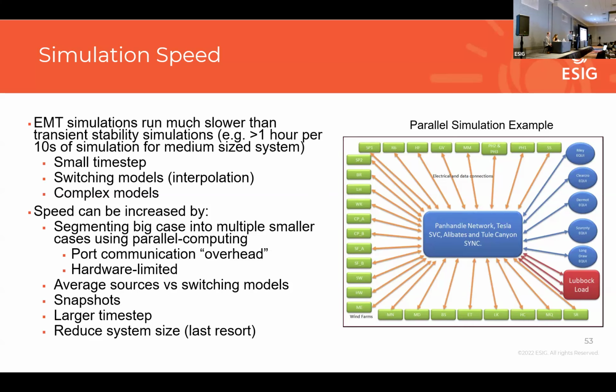Other things you can do to increase the speed is to use average source models instead of switching models. Some OEMs will give you models where you can just flip a switch between a switching model and an average source model. And if you have the average source model, you can run that at a higher time step, and therefore you can get a faster running simulation.